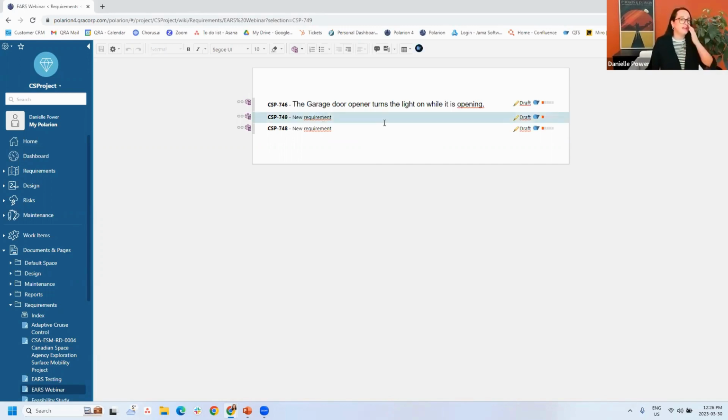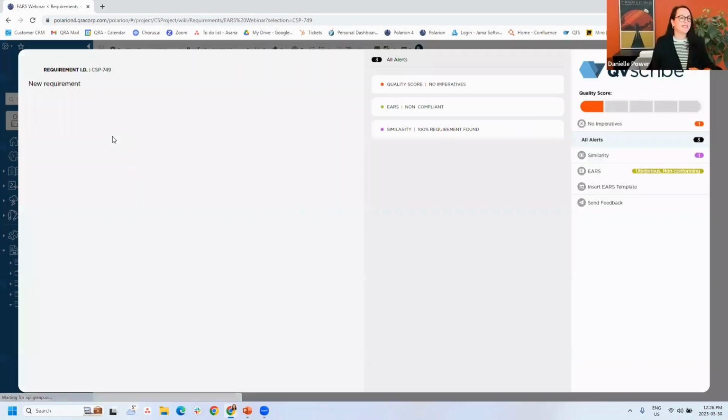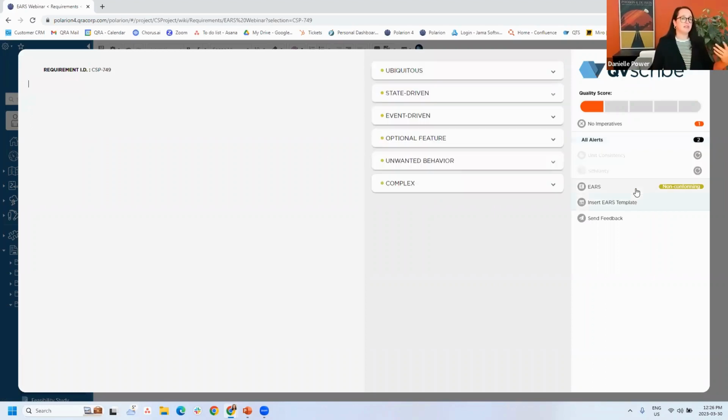So you can see, even though it's getting a 1 out of 5 in QVscribe, we haven't started there. So I'll cut myself a little slack there. Right off the bat, QVscribe is giving me a little bit of an overview. So you're going to see our alerts here. I don't have an imperative, which automatically gives me that 1 out of 5, and I'm not compliant to EARS. So I want to write an EARS requirement.